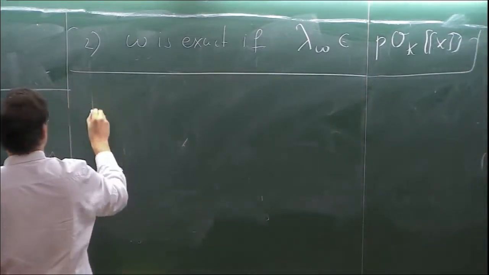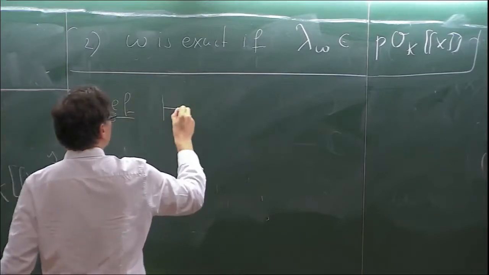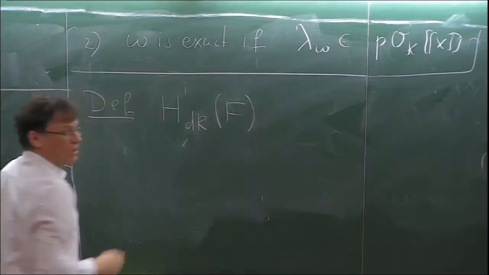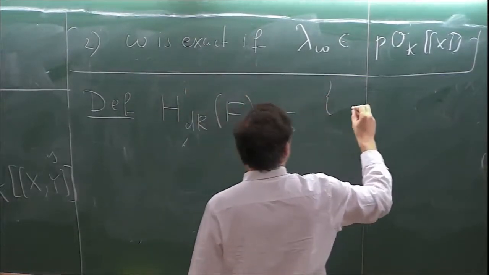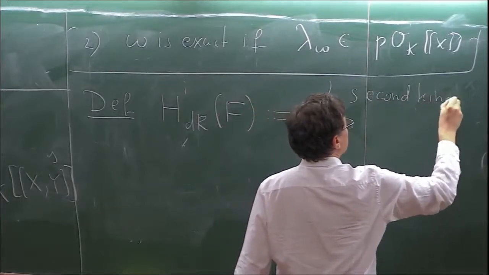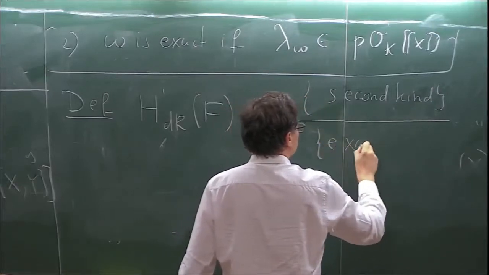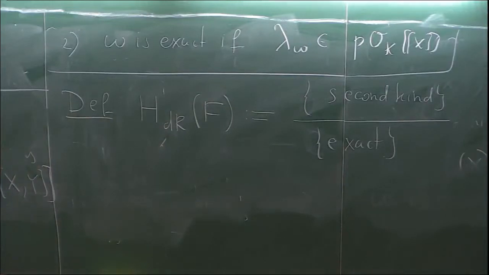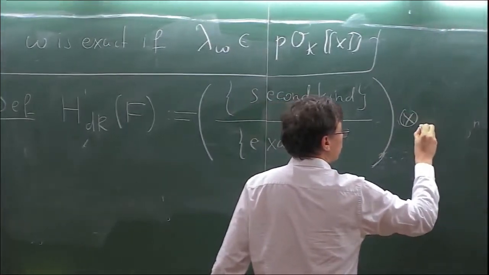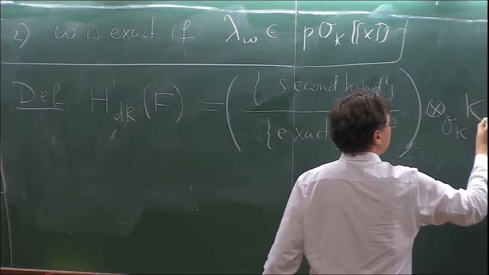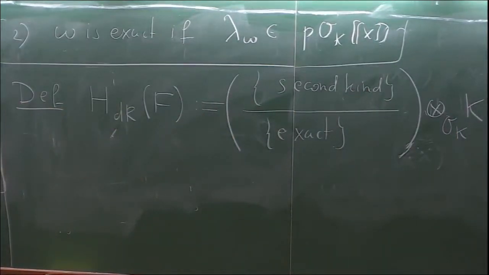Now we consider the following object, which for us will be a generalization of the de Rham cohomology in the context of formal groups. We take the quotient of forms of the second kind by exact forms. I don't talk in this course about integral theory, so I don't take care of integral structures and take the tensor product with K.